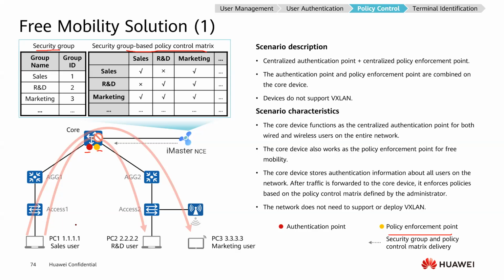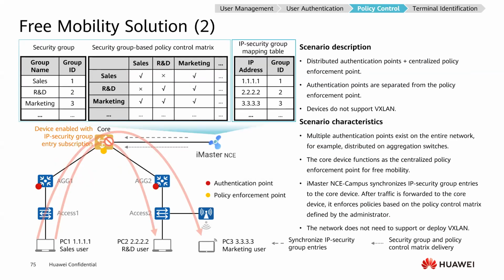So when PC1 wants to connect with PC2, it will have the source IP address 1.1.1.1 and the destination IP address 2.2.2.2. Because it is the authentication point, it will match the IP with the security group. So it finds the source security group is sales, and the destination security group is ID. And it finds the policy is deny, so it will just discard this traffic.